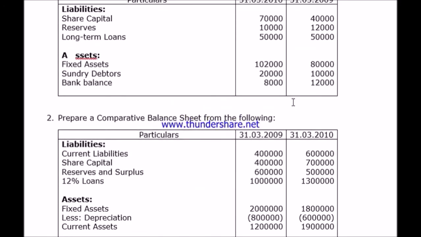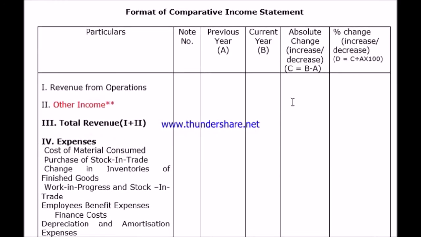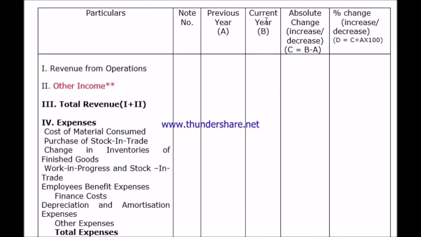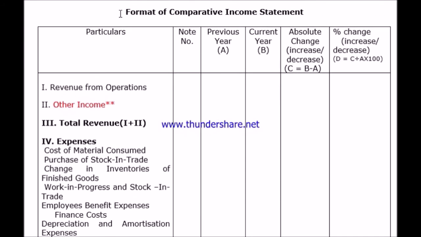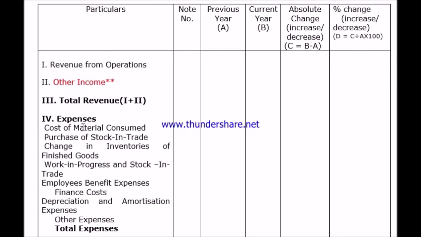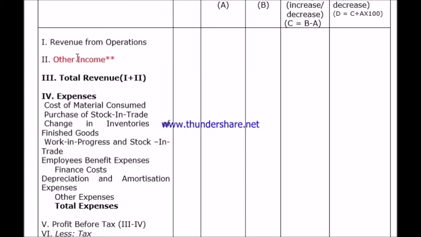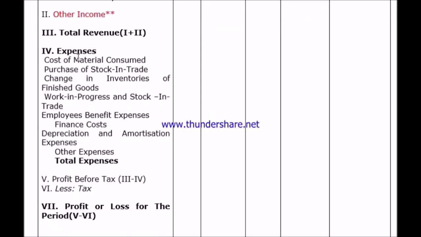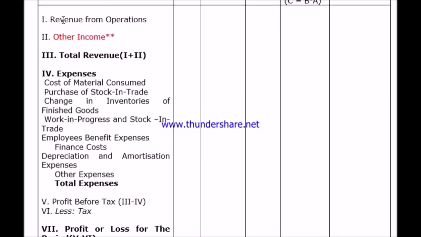Today we'll read about the format of the comparative income statement. This format is also divided into 6 columns. The first column is the same as what you have learned so far in the first chapter, that is, revenue from operations plus other income.